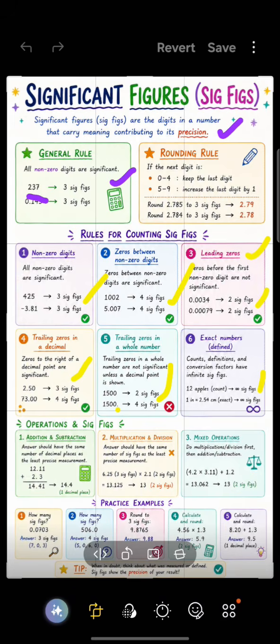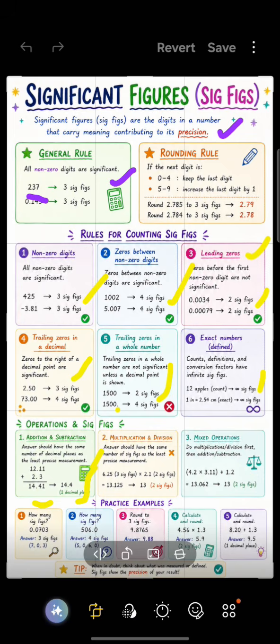And how to do operations and find significant figures. For addition and subtraction, the answer should have the same number of decimal places as the least precise measurement. In the example, 12.11 and 2.3. In these two numbers, 2.3 has fewer decimal places, which is only 1. After adding, we get 14.41. So we write it as 14.4, because 2.3 has the least number of decimal places. The answer is also represented accordingly as 14.4, with 1 decimal place.